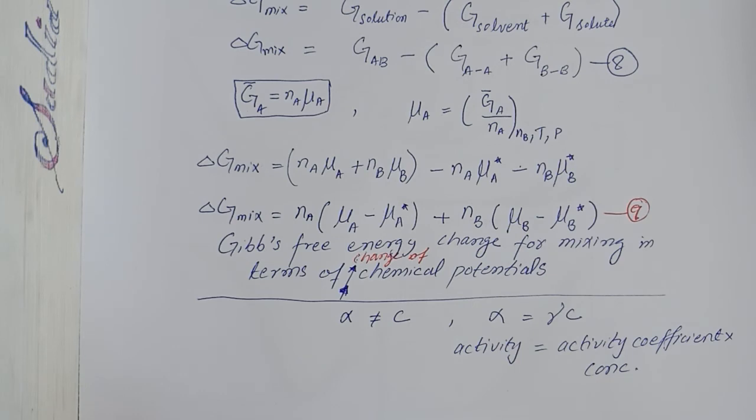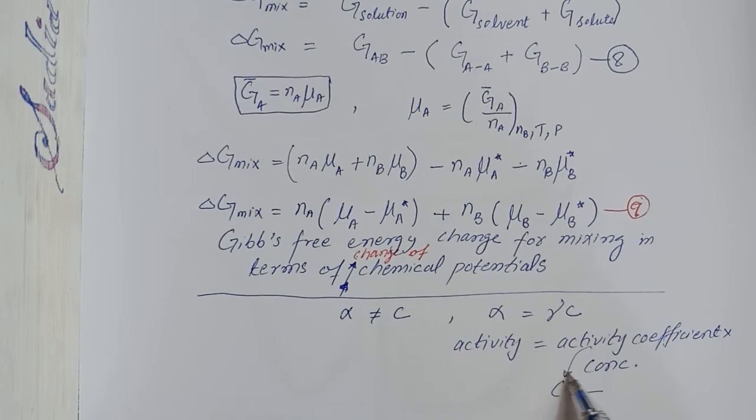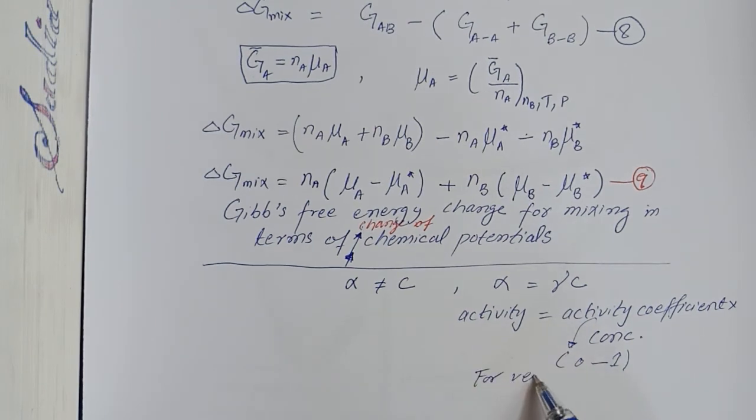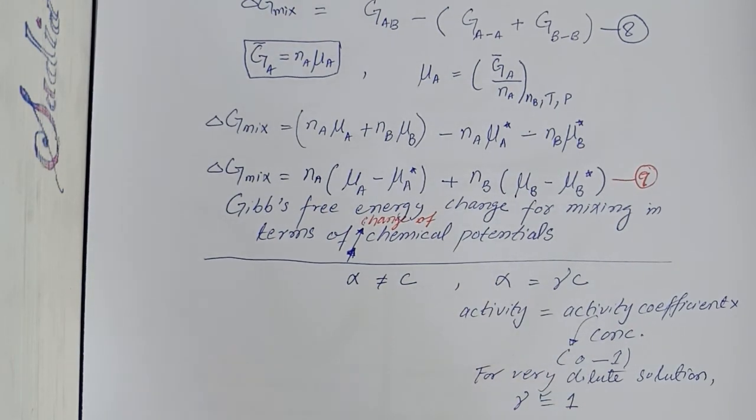And the value of the activity coefficient ranges between 0 to 1. For 1, we can consider the solution is ideal. For this case, the activity is equal to the concentration, that is the actual concentration that has been taken. So we can say that for very dilute solutions, the activity coefficient is equal to or nearly equal to 1.